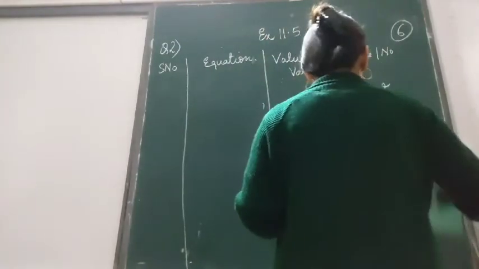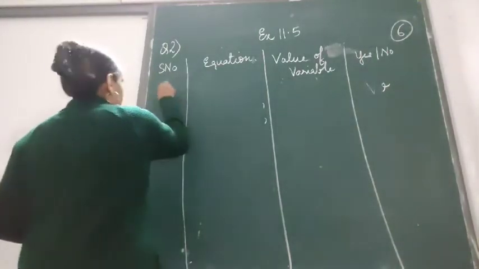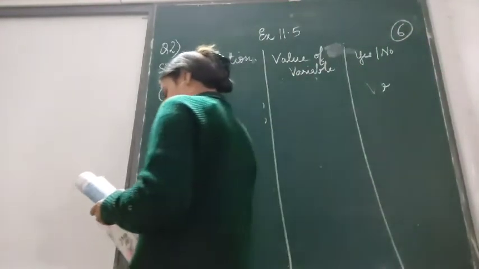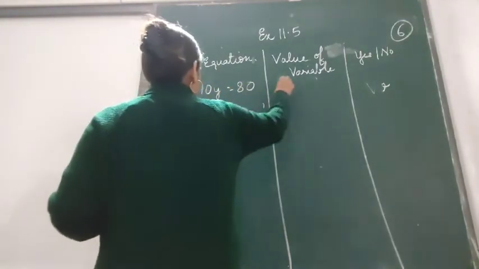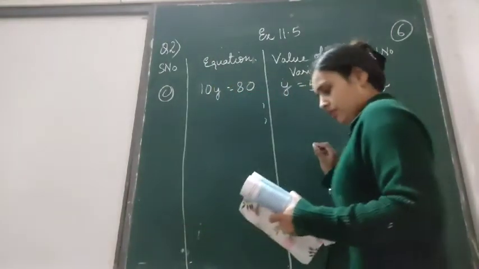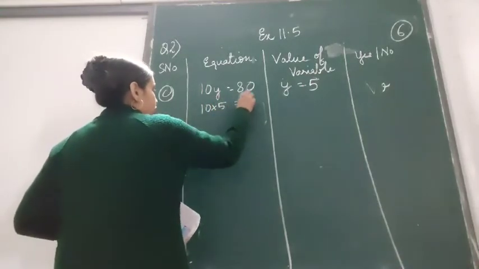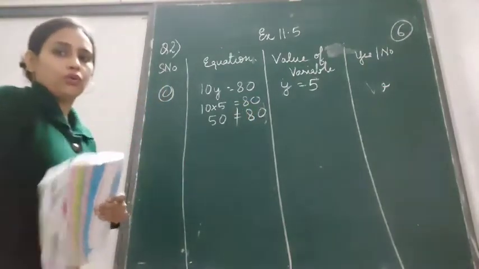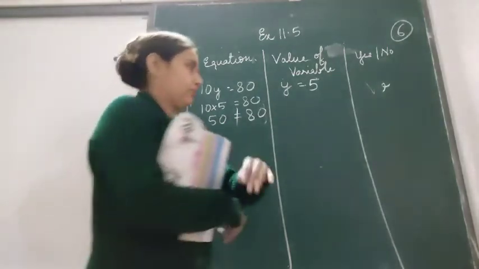Now we will start C. This question will take a little time, children, but don't worry, we will complete. C is also 10y is equal to 80 and y is equal to 5. So here we have to put the value of y as 5. So 10 into 5 is equal to 50, and the right side is 80. Are they equal? No. If they are equal, we will write yes. If they are not equal, we will write no.